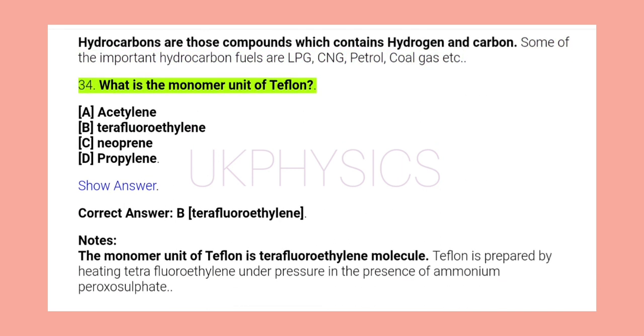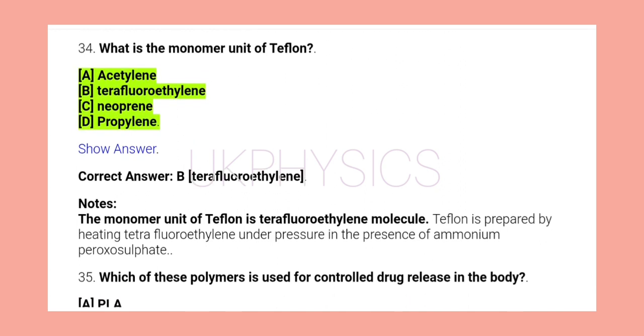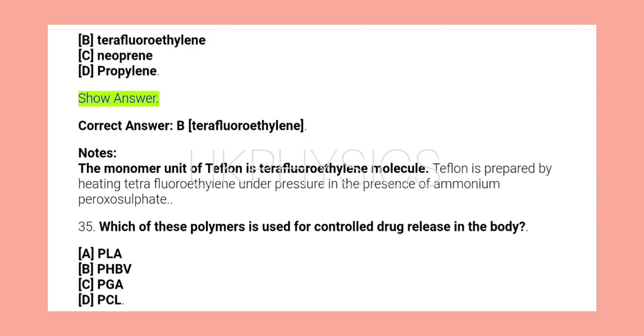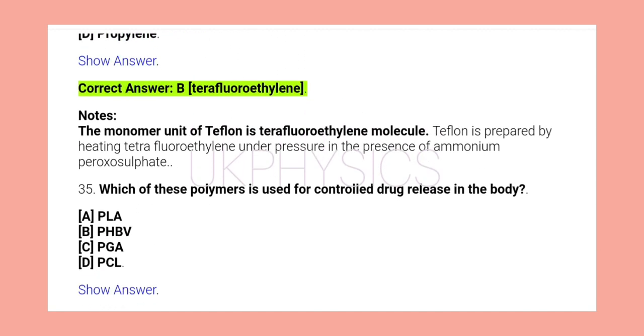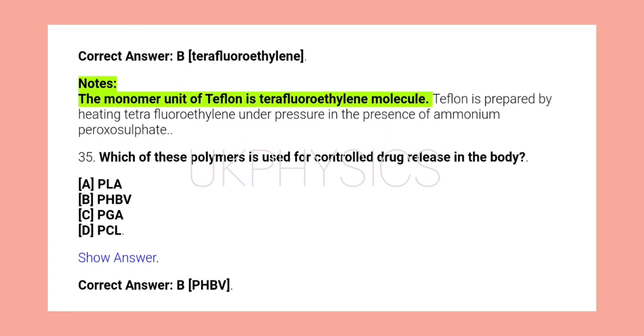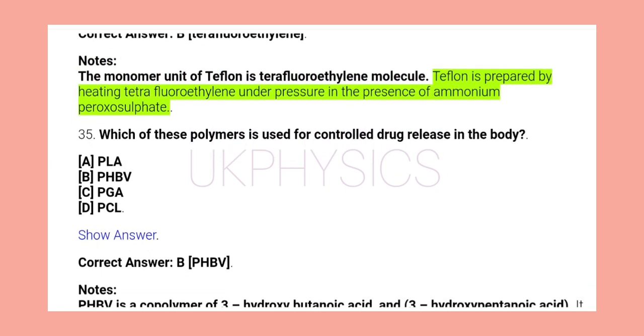34. What is the monomer unit of Teflon? A. Acetylene, B. Tetrafluoroethylene, C. Neoprene, D. Propylene. Show answer. Correct answer, B. Tetrafluoroethylene. Notes: The monomer unit of Teflon is the tetrafluoroethylene molecule. Teflon is prepared by heating tetrafluoroethylene under pressure in the presence of ammonium peroxosulfate.